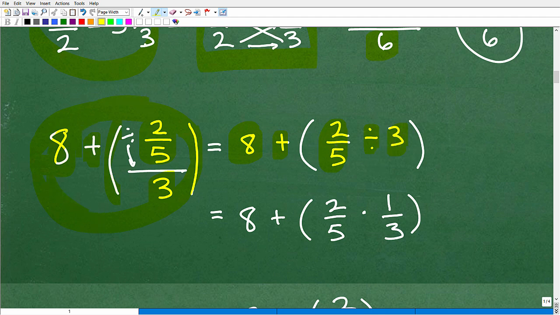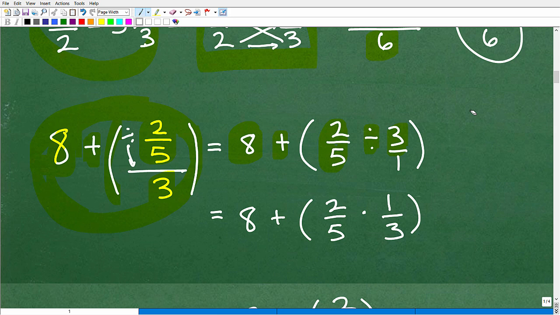At this point, most of you could be like, okay, now I know what to do here. Now, 2/5 divided by 3, we're dealing with fractions, so you want to think of 3 as a fraction. How can we make any number a fraction? Just put it over 1, and now we can see it as a fraction. So 7 as a fraction, for example, is 7 over 1. So that's how we want to deal with this.